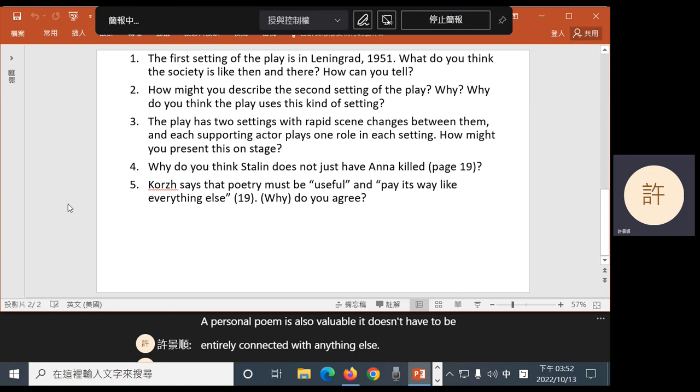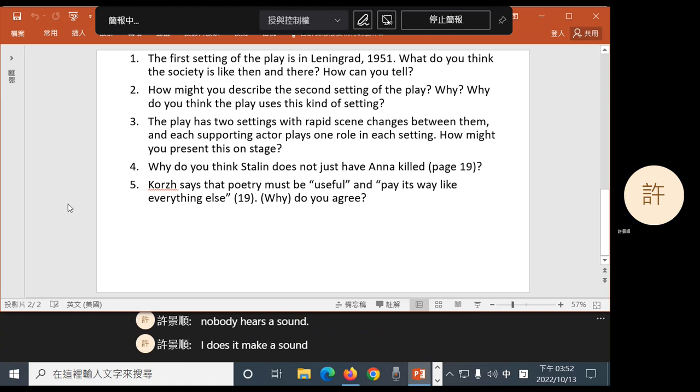On the other hand, she also agrees with part of this idea, because if a poem is too personal and others can't understand it, then it doesn't connect with anyone. And so even when it does have value, we can't see its value. It's the old question: when a tree falls in the forest and nobody hears a sound, does it make a sound? And according to Kors, it doesn't.